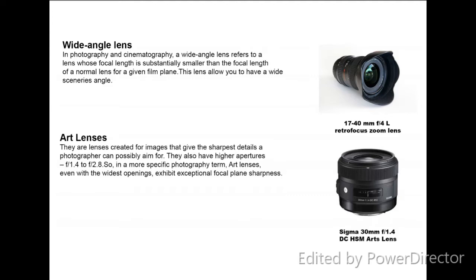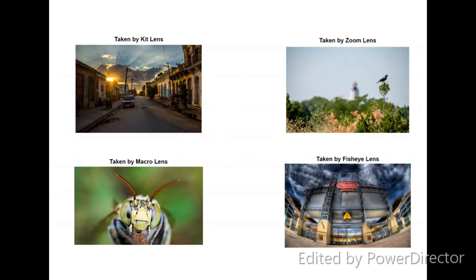The next one is the art lens. They are lenses created for images that give the sharpest detail a photographer can possibly aim for. They also have a high aperture, f1.4, f2.8. So in more specific photography terms, art lenses, even at the widest opening, exhibit essential focal plane sharpness. And here is the example picture taken by each lens, as you can see.